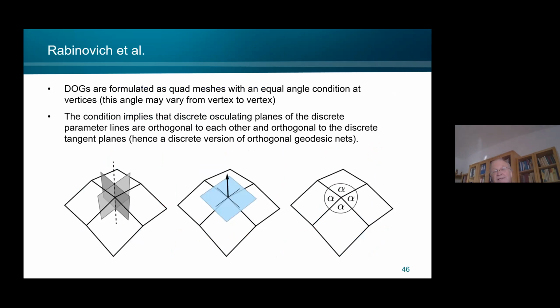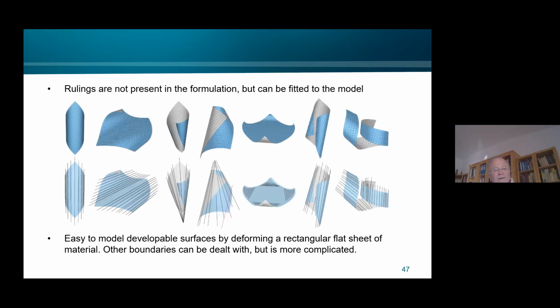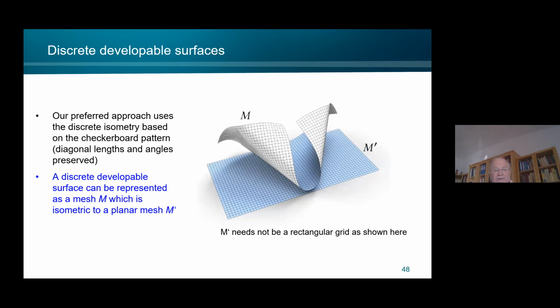And there's a very nice discretization for these discrete orthogonal geodesic nets, namely quad meshes where in each vertex the 4 angles are the same. So this angle alpha is not constant over the entire mesh, but per vertex we have 4 equal angles. And you see immediately certain nice properties from this discretization. There are no rulings in the formulation, but afterwards, if you have computed such shapes, you can fit rulings to it.